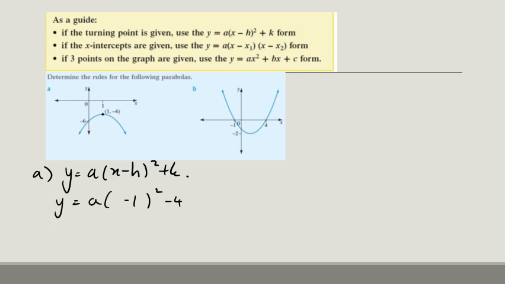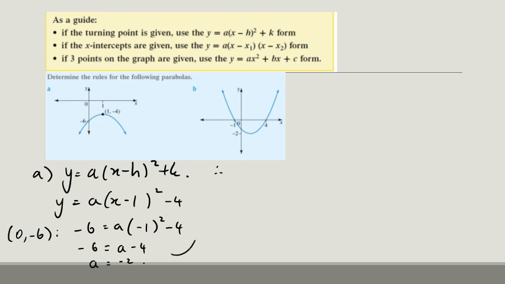So then you might notice we still need to find a. To find a, we simply substitute the point we're given, which is (0, -6). So we have -6 equals a, our x value is 0, so then we have a(-1) squared minus 4 equals -6. So a must be equal to -2. Don't forget to write out the full equation. Like so.